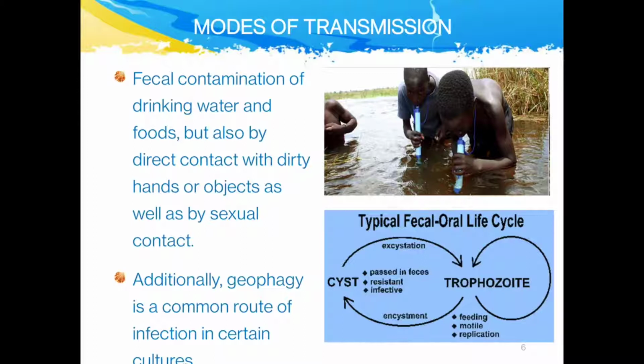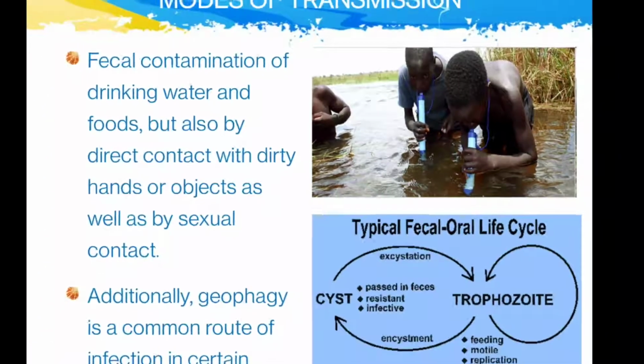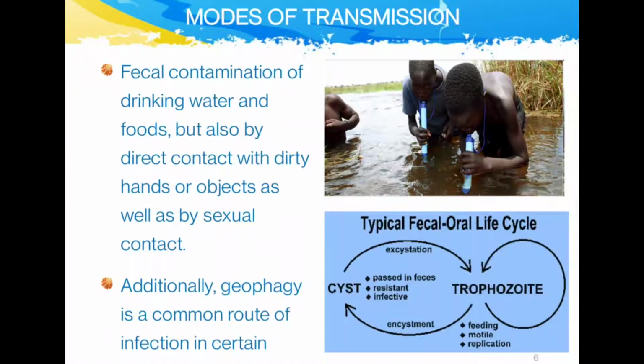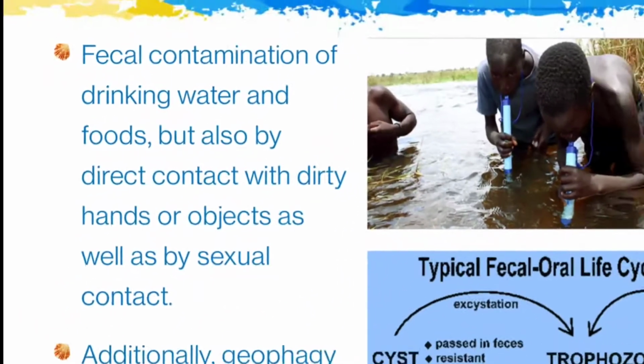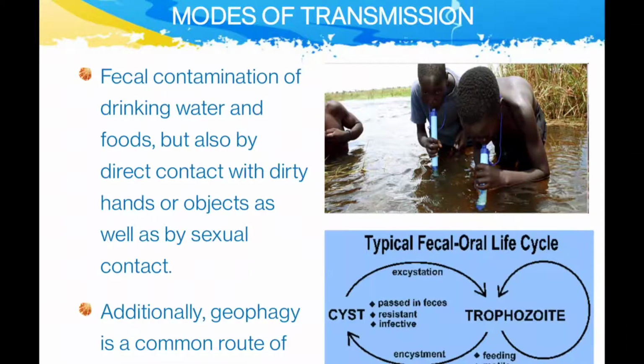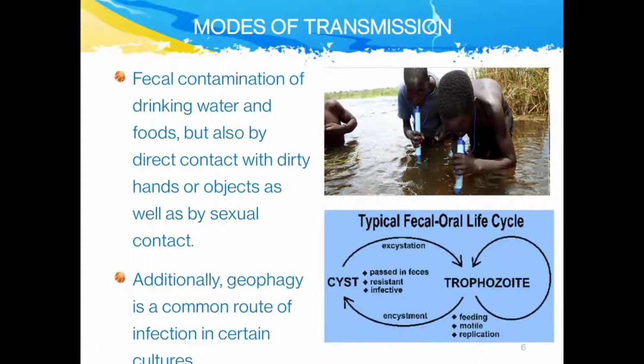So, modes of transmission. How is it transmitted? I have given a very good picture here. Transmission is by fecal contamination of drinking water and food, but also by direct contact with dirty hands or objects, as well as sexual contact. Additionally, geophagy is a common route of infection in certain cultures.